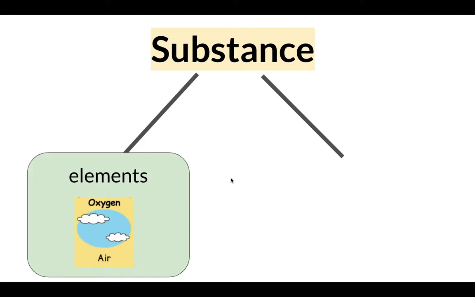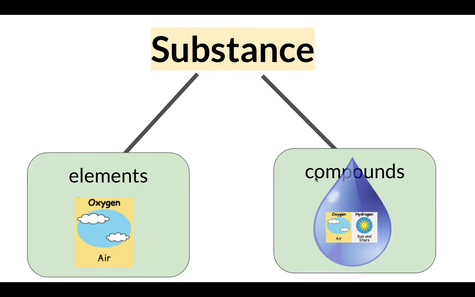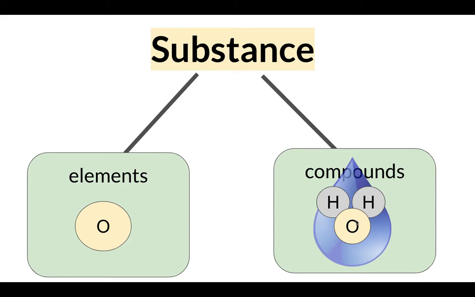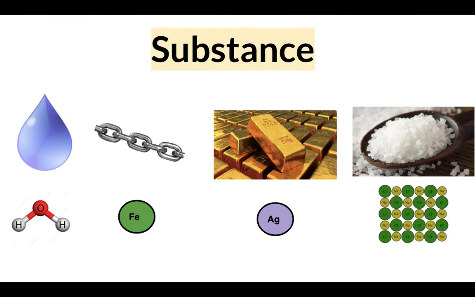First, elements, which are a substance that is only made of one kind of atom. We've also learned about compounds, which is a substance made of two different types of atoms bonded together. We can represent substances by drawing their particles. Today, when we use the word substance, we mean something like water, iron, gold, or table salt.